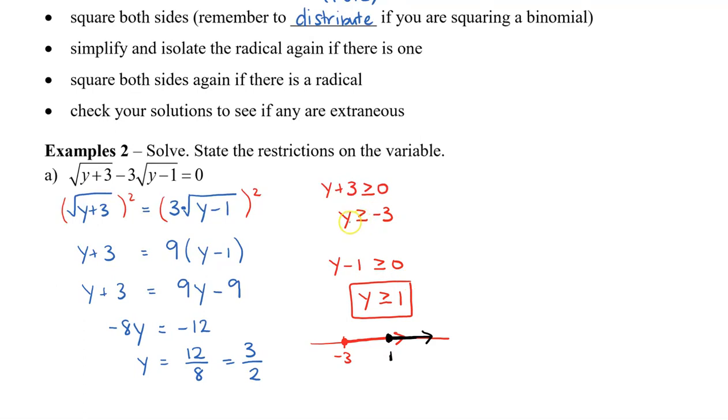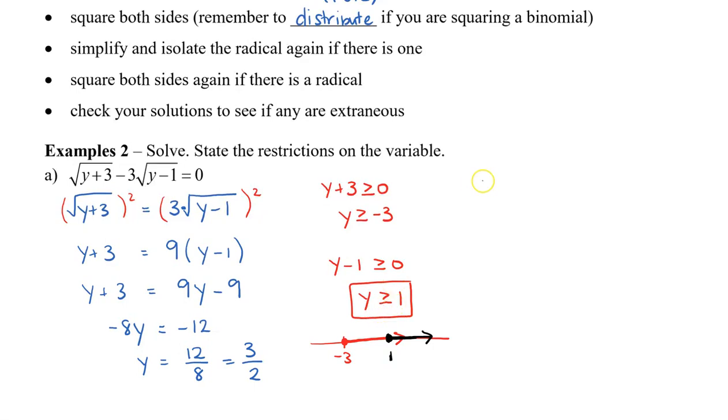Because the first says that y is greater than negative 3. Let's say we have 0, and y was 0. Well, 0 works for the first radical, but unfortunately it doesn't work for the second radical. So we can't say that y is greater or equal to negative 3, and therefore we say that the restriction is y has to be greater or equal to 1.